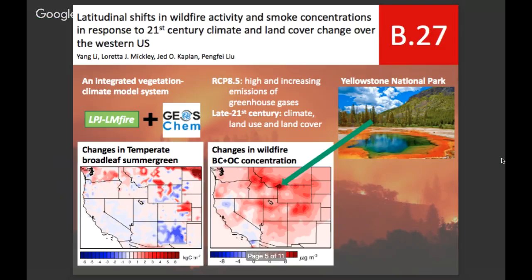Hello everyone, I'm Yang Li. I'm a postdoc at Harvard. So in our research, we use a coupled vegetation climate model to predict fire activity and smoke concentration under future climate. Following the worst CO2 increasing scenario, we found there is a clear northward shift in living biomass. And also we found there is a northward shift in fire activity and smoke. Especially, our simulation indicates a lot of national forests could be under fire danger, including Yellowstone National Park. So to find out more, come to my poster.